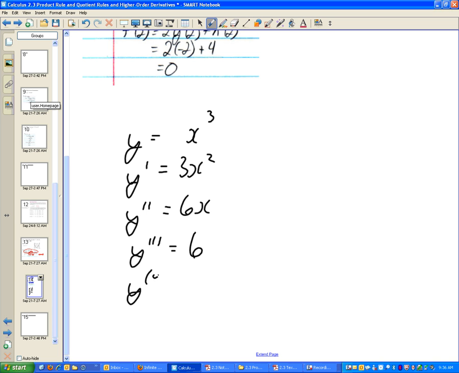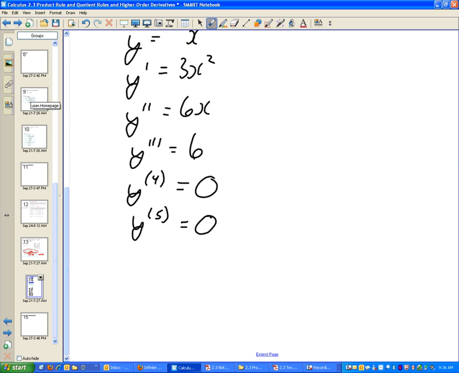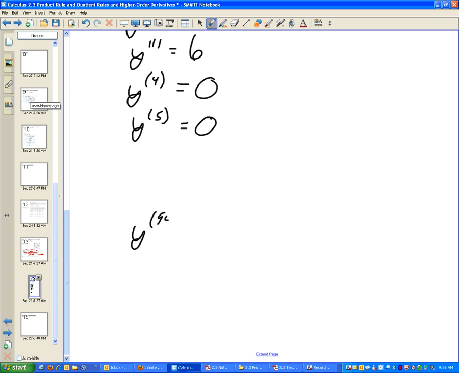What's the fourth derivative of y equal? What's the fifth derivative of y equal? What's the 94th derivative of y equal? 0.